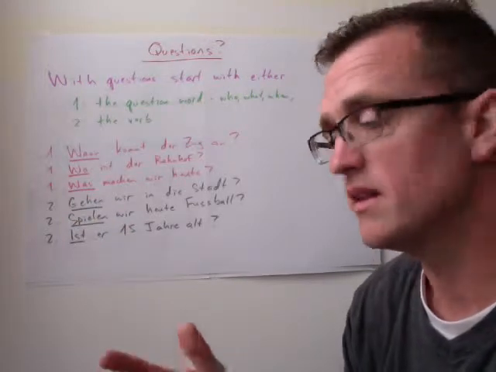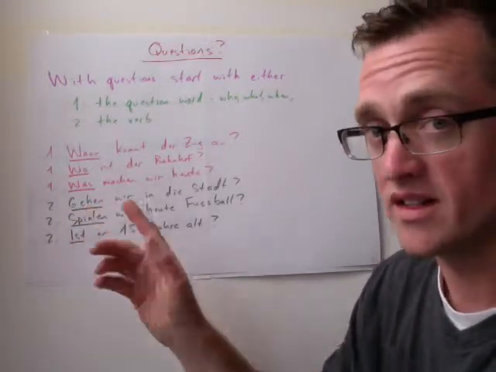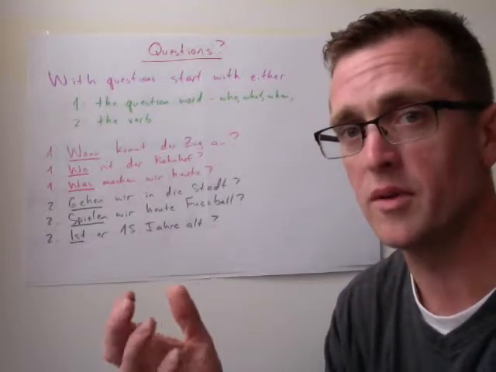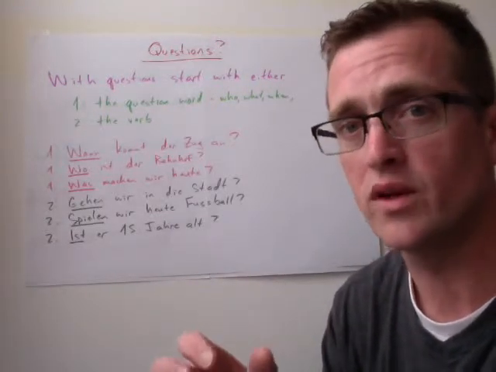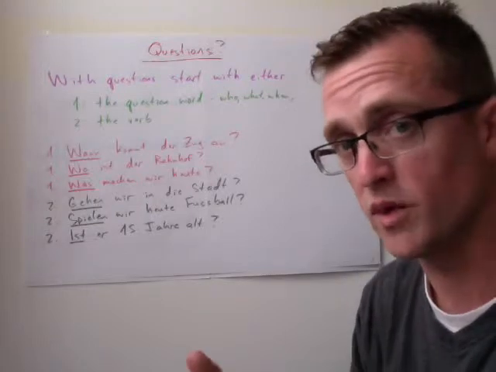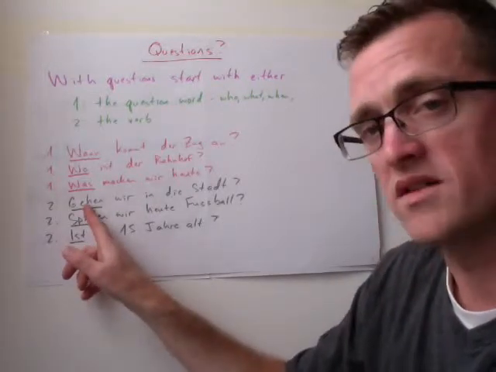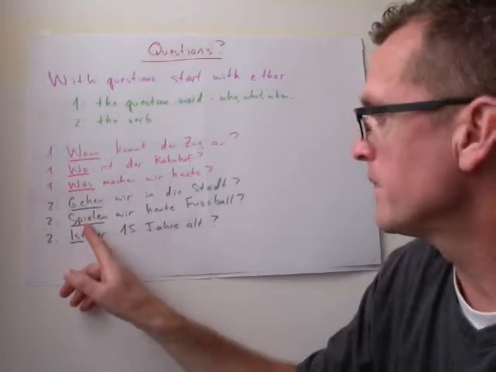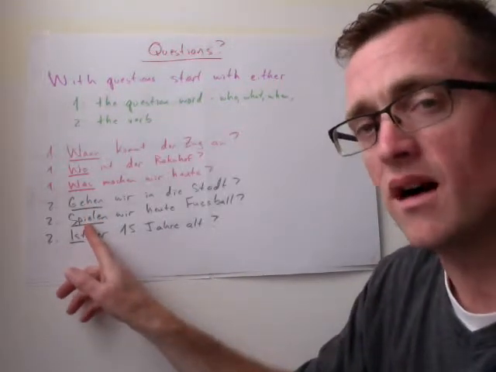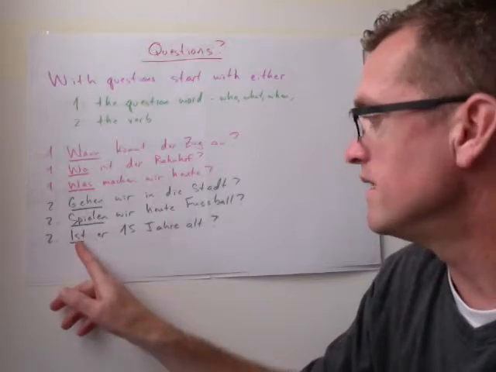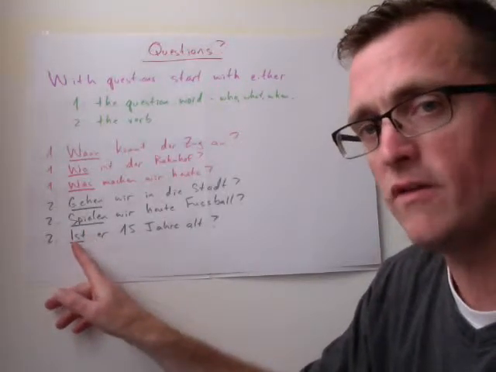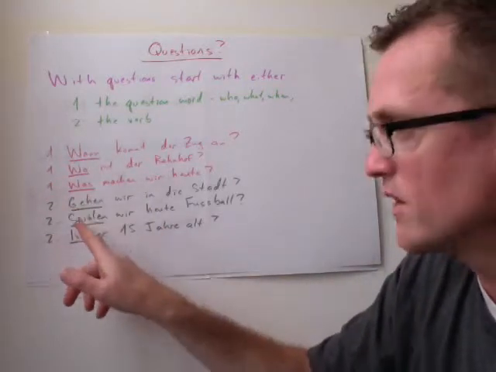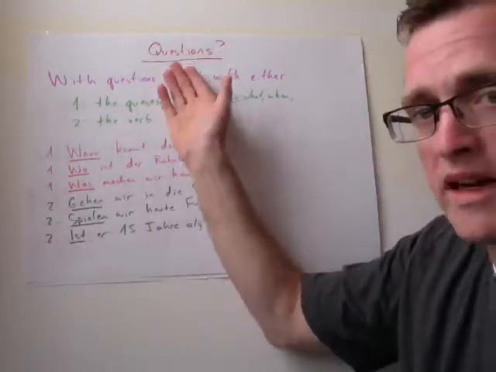Our other option is to start with a verb. Now the nice thing about German is we don't use helping verbs. There's no do you hear me? Are you coming with? It's just hear you me? Come you with? So our second set here, gehen wir in die Stadt? Are we going to the city? Spielen wir heute Fußball? Are we playing soccer today? And ist er 15 Jahre alt? Is he 15 years old? So again, quick recap. Either question word first or the verb first when we're making a question in German.